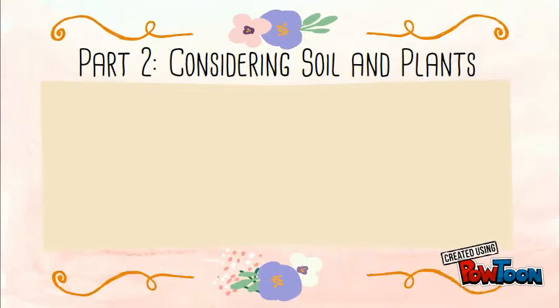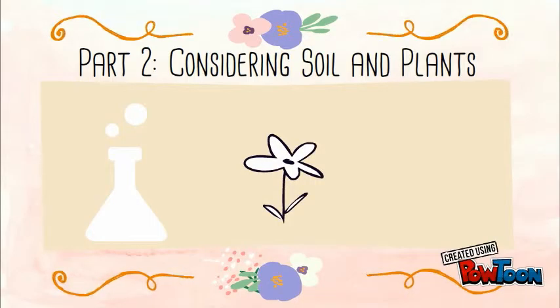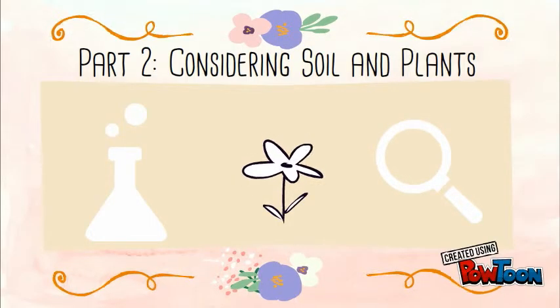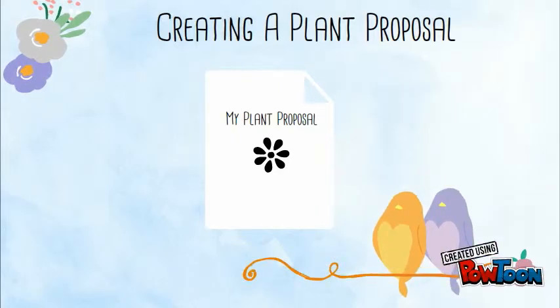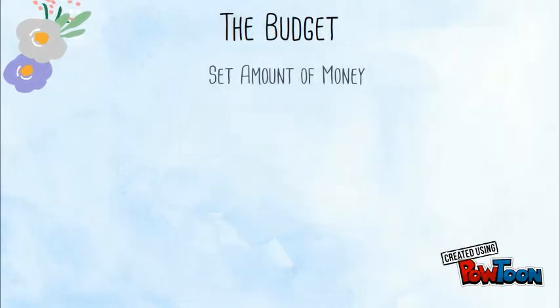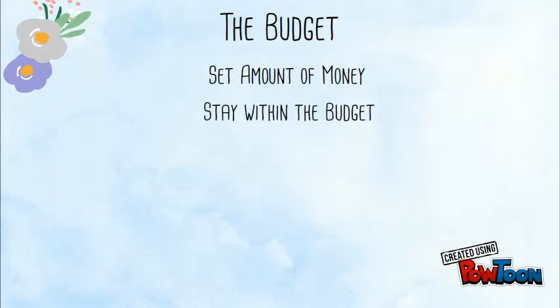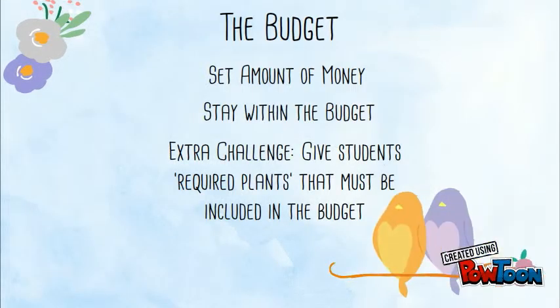Part 2. Considering soil and plants. The next 2 sections of the project will address what plants and what soils to use in the class garden. Through experimentation, students will investigate plants, how they grow, and various kinds of soil available. After considering these, students will then be challenged to create a proposal explaining what they want to put in the garden and why. As part of this, students will need to create yet another budget plan for their chosen plants. Like before, students will be given a set amount of money to work with and will need to stay within their budget. For an extra challenge, students can also be required to include certain plants within their garden.